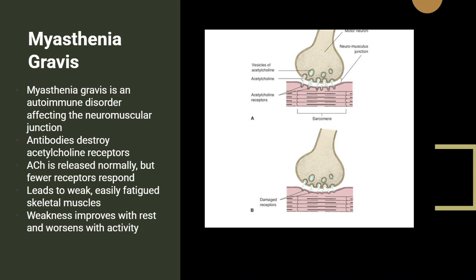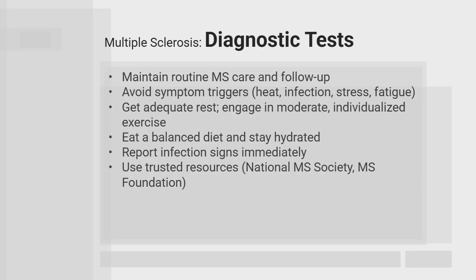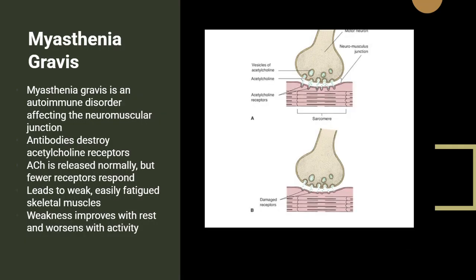The more a muscle is used, the faster the available receptors become fatigued, causing the weakness to appear progressively worse over time. The diagram highlights this difference. The top image shows a normal neuromuscular junction where acetylcholine receptors are plentiful and able to respond to neurotransmitter release. The lower image shows the damaged receptor sites in myasthenia gravis with fewer receptors available.